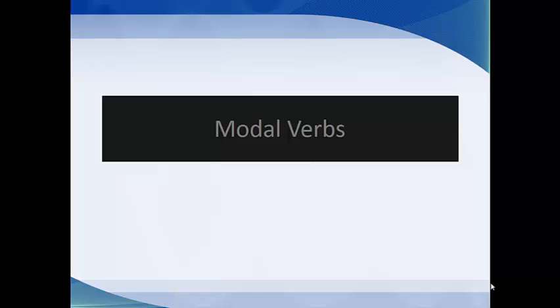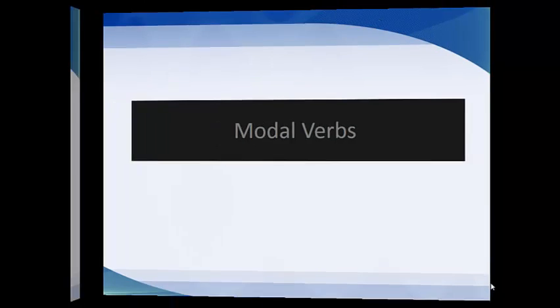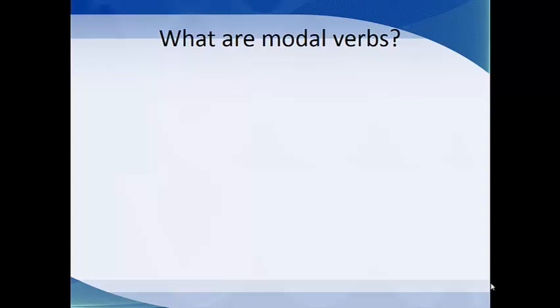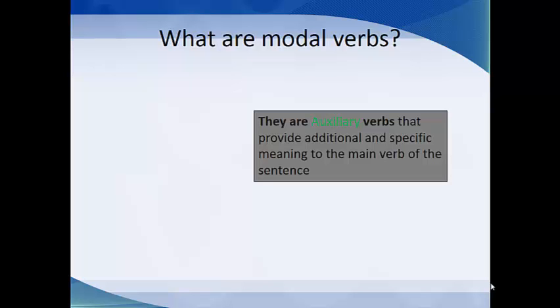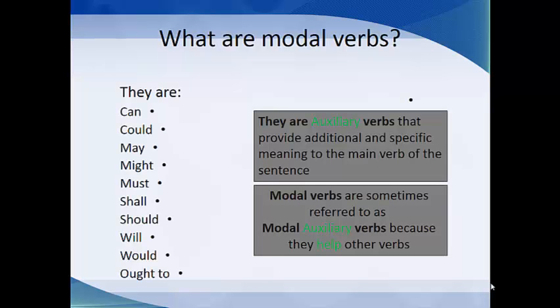In this part, we are going to deal with modal verbs. It's divided into two parts. Part 1. What are modal verbs? Modal verbs like can, could, may, might, must, shall, should, will, would, and ought to. They are auxiliary verbs that provide additional and specific meaning to the main verb of the sentence. Modal verbs are sometimes referred to as modal auxiliary verbs because they help other verbs.